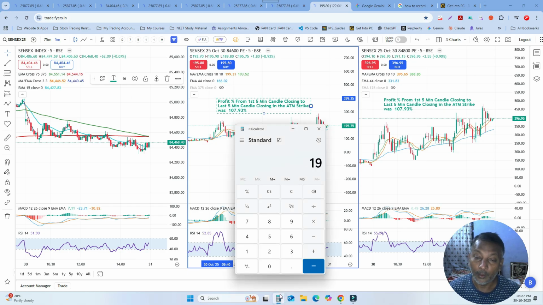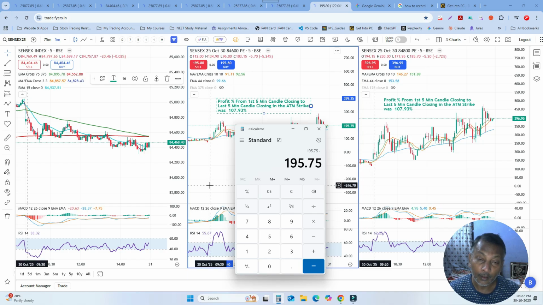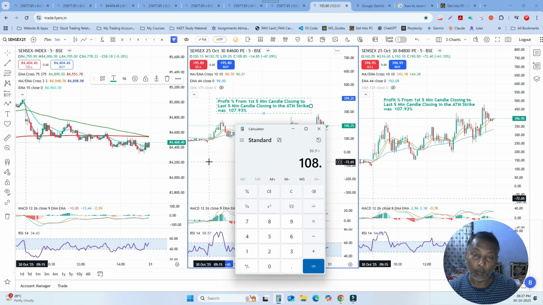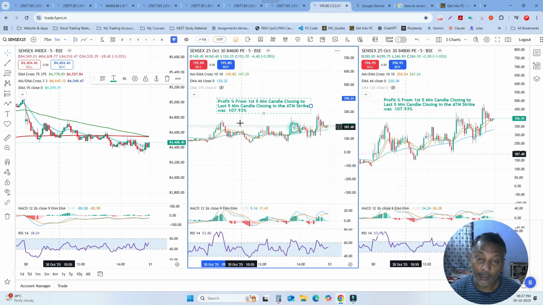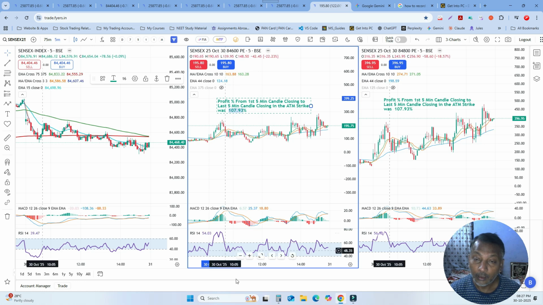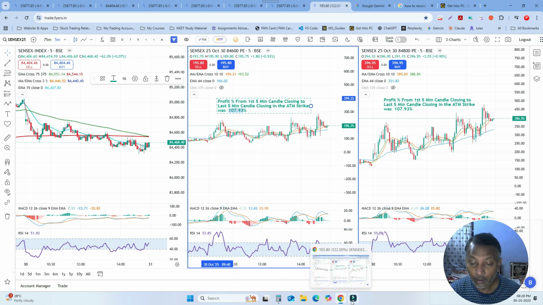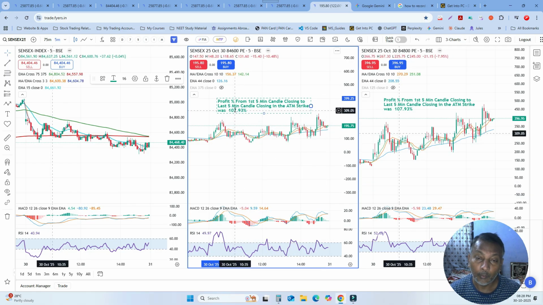195.75 minus 108.85 is 86.9. It gave us a profit of 86 rupees 90 paise per unit. So divided by the opening, which was 108.85, it gave us 79.83%.